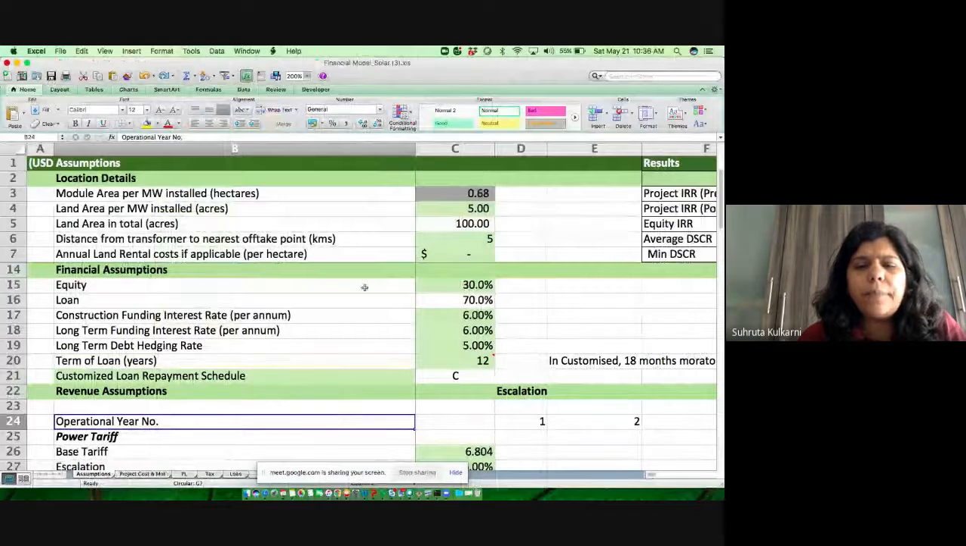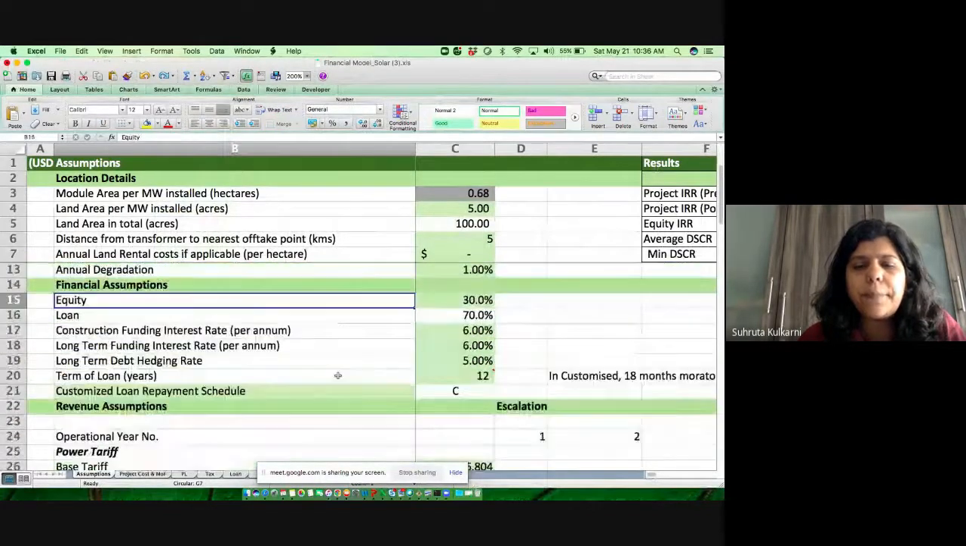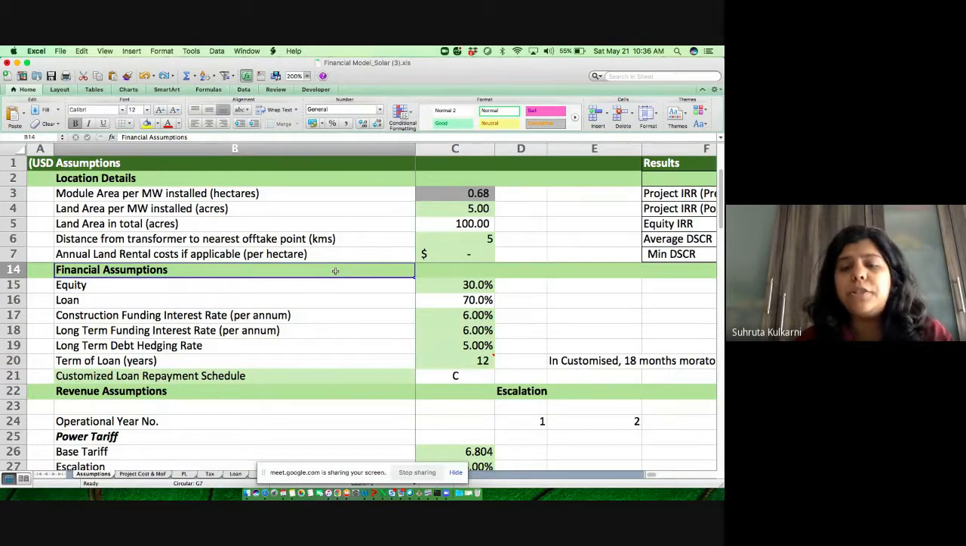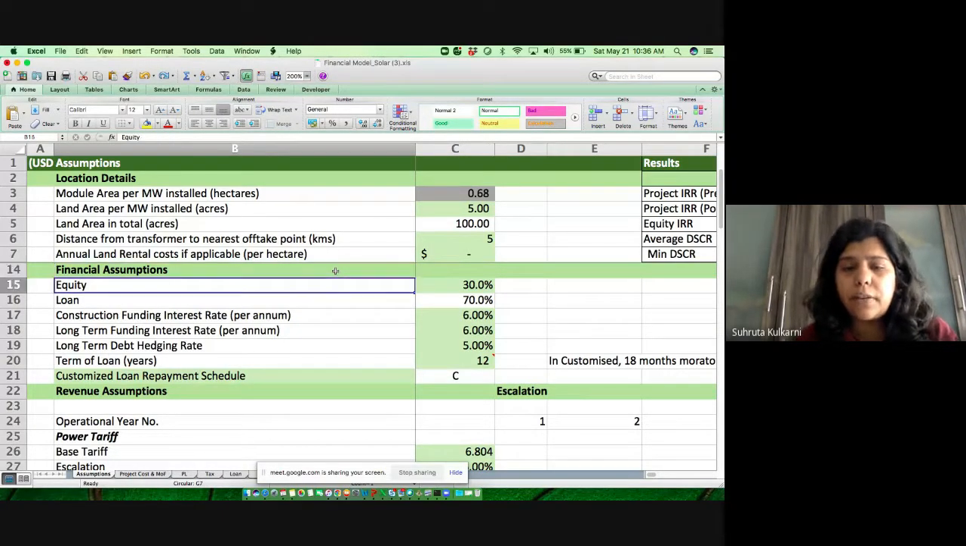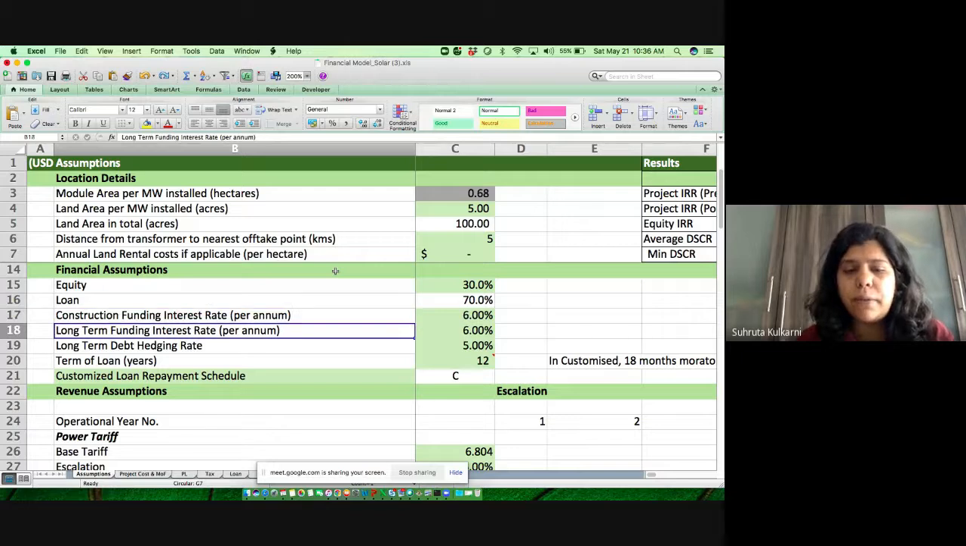So this is what we will have as the details of the setup, whatever industry you are in. Then I have my financial assumptions, how I'm going to finance this project. In my case, I'm going to do 30% equity, 70% loan. What is the interest rate for this loan? I have built this as well.